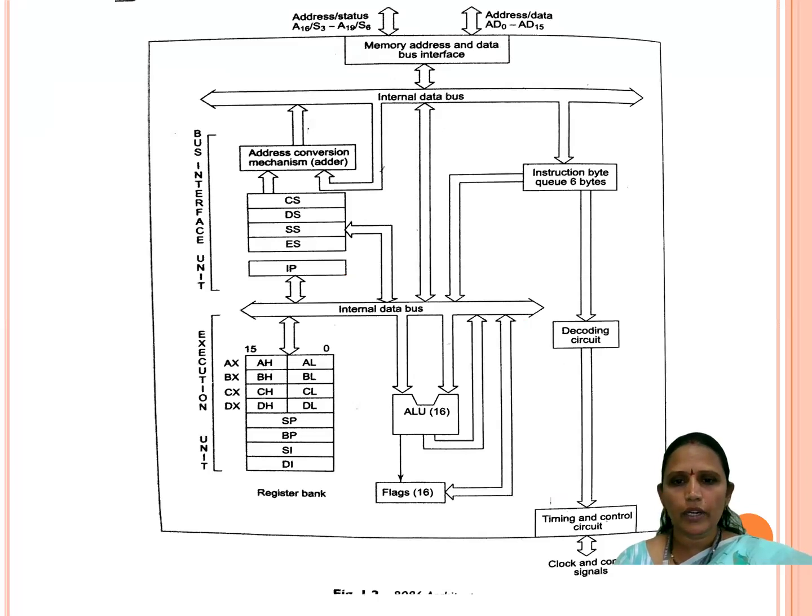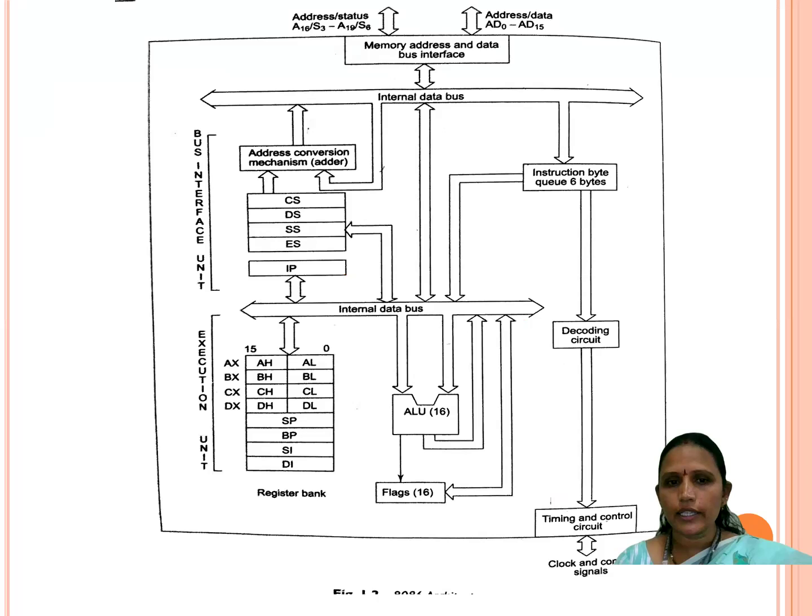Each 16-bit register can again be divided into two 8-bit registers, so AX can be divided into AH and AL. AH is the higher order byte and AL is the lower order byte. Each byte consists of 8 bits of data. Like that, each 16-bit register can be divided into two 8-bit registers, the higher order as well as the lower order.